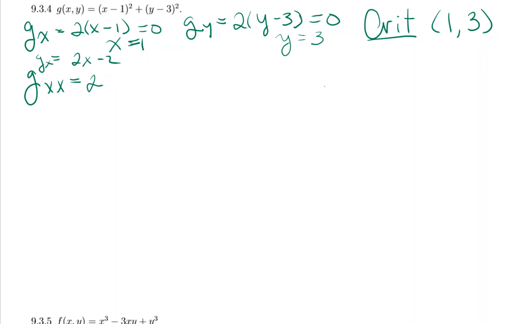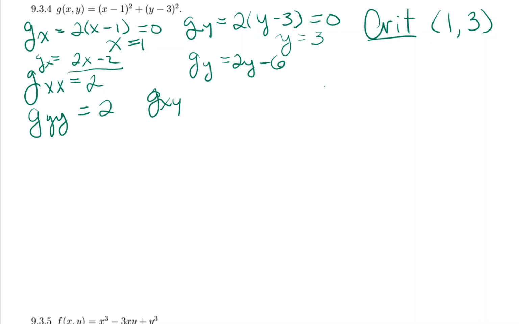Why is this line here? I'll do the same thing with gy: 2y minus 6. So I'm just distributing to make it easier to see. Then my gyy will also just be a 2, and my gxy, if I look at 2x minus 2 and derive with respect to y, I'm going to get a flat 0. So here D is actually going to be very simple. I'll do my gxx times my gyy minus my crossover squared and get 4.